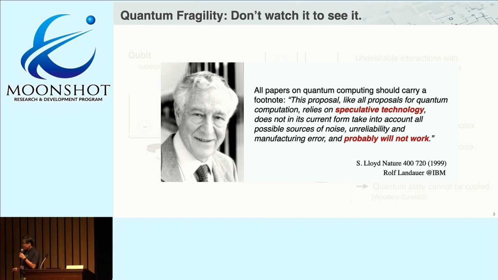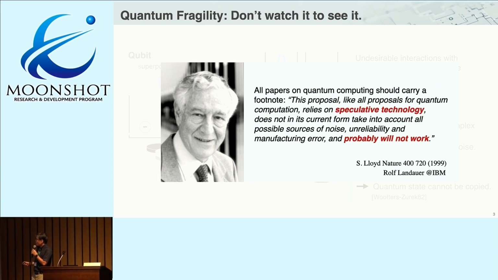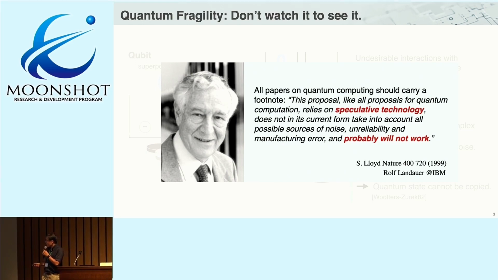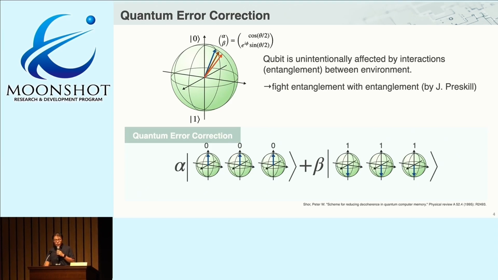Here is a very famous footnote argument by Landauer. All papers on quantum computing should carry a footnote: This proposal, like all proposals for quantum computing, relies on speculative technology, does not in its current form take into account all possible sources of noise, unreliability, manufacturing error, and probably will not work. But the nice thing is that Peter Shor showed that quantum information can be protected against analog noise.